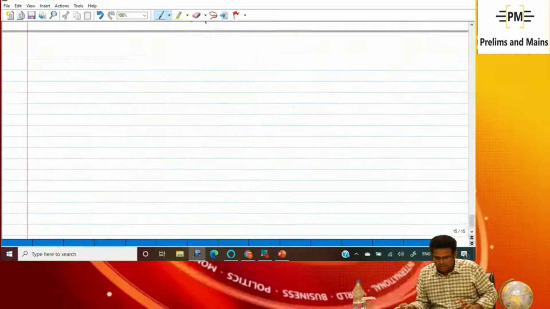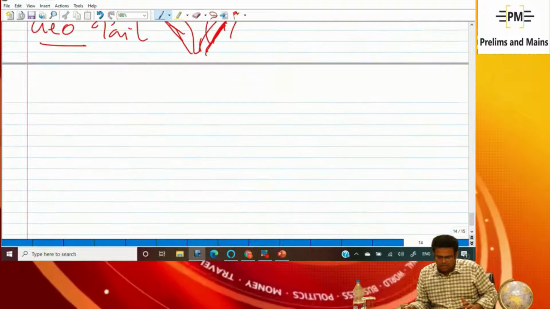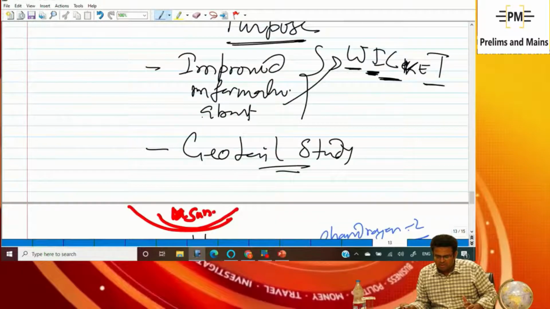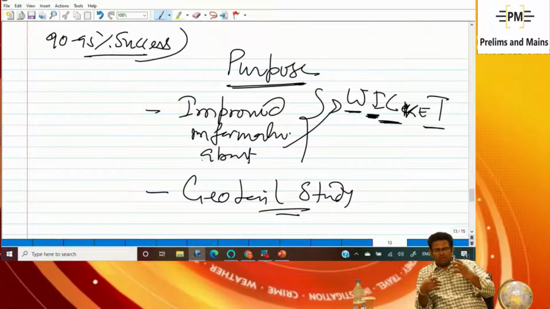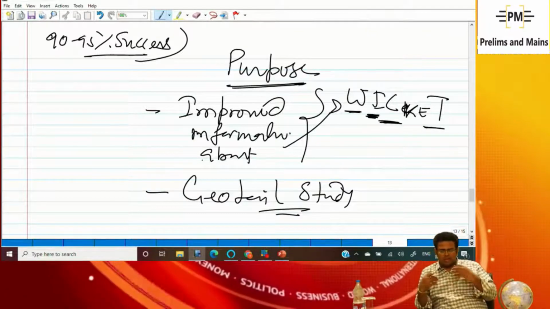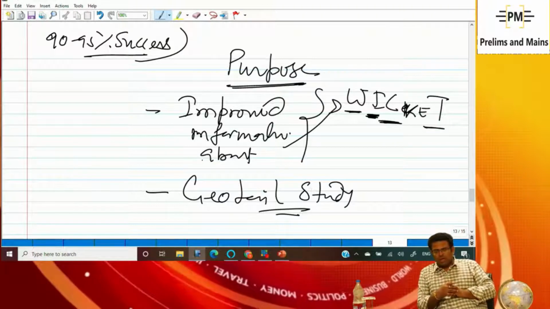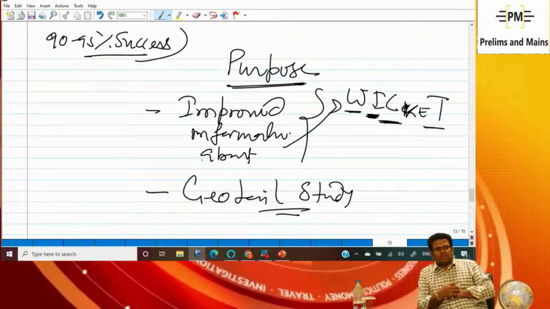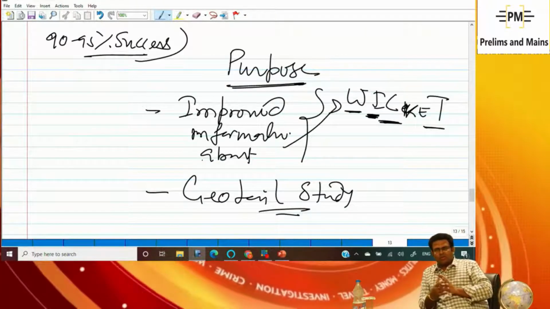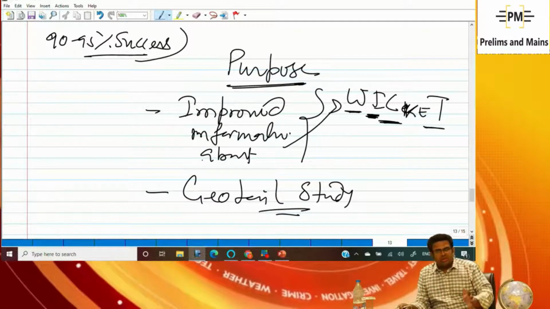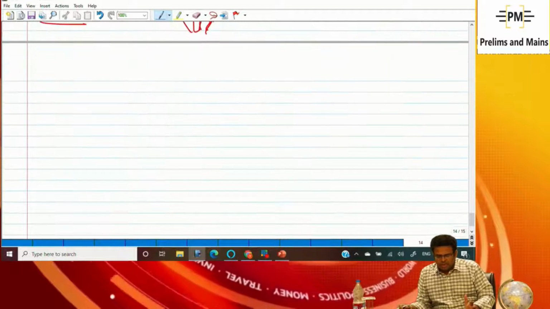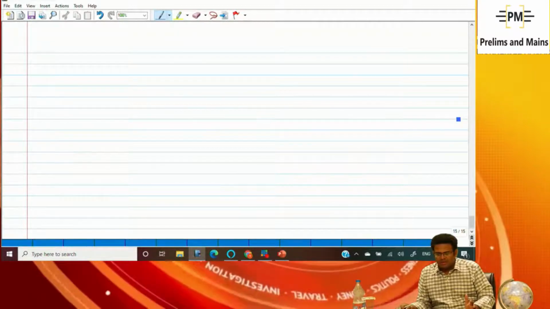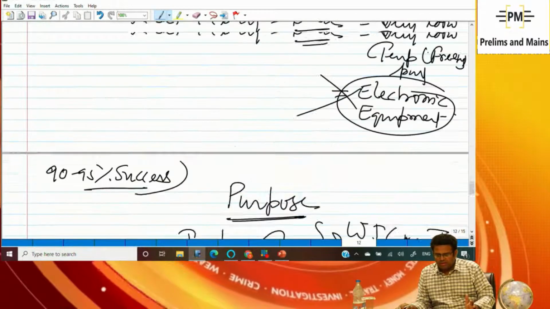So the purposes are perhaps clear: improved study and information, some latest studies, and also the geotail study. The orbiter has to do the geotail study, and Chandrayaan 2 is still doing it. And then again the world community has raised the same question. What question has it raised?